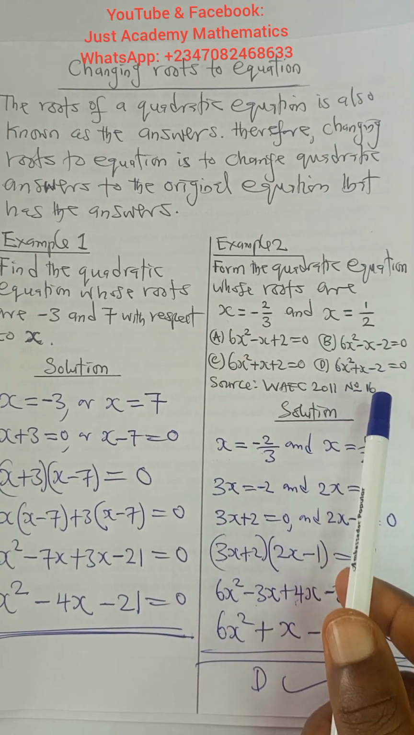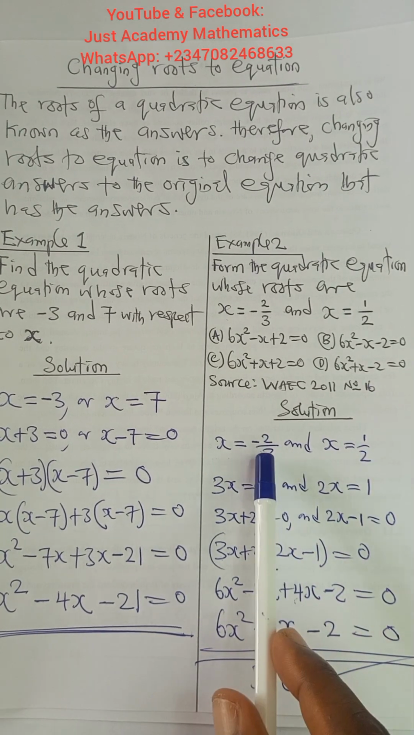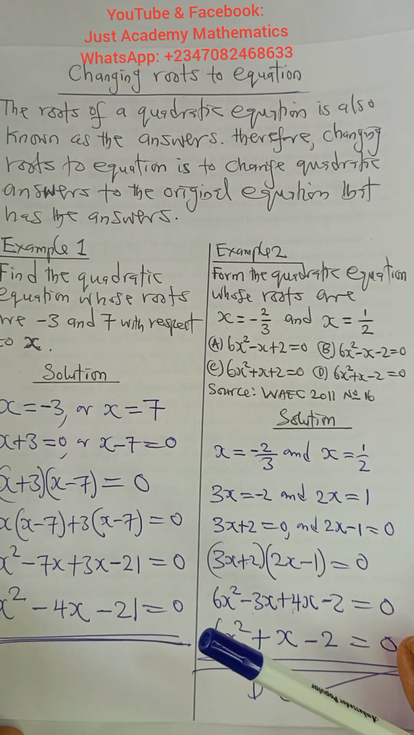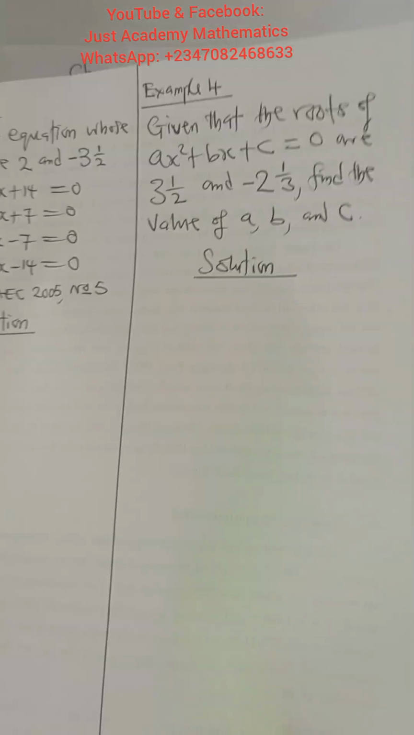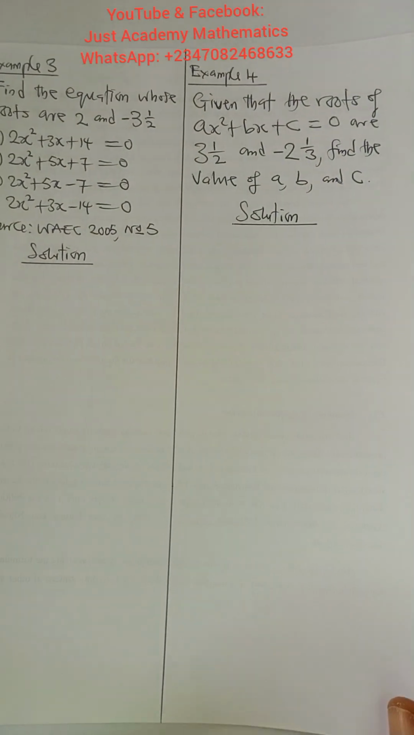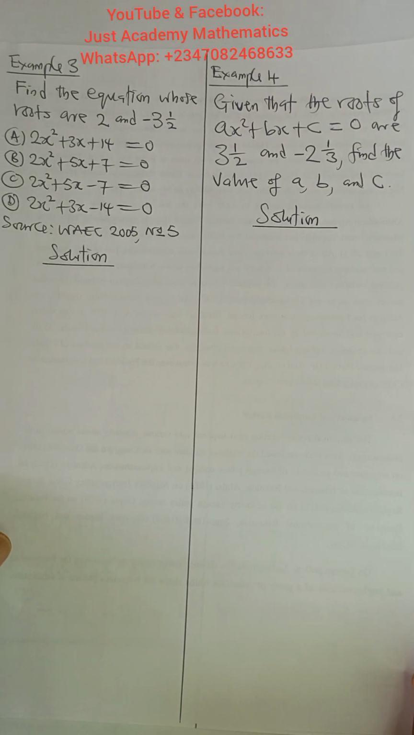6s squared plus s minus 2. When you solve this equation, these are the two answers you will get. Are you following? Now you can watch this over and over again, but I need to move on. Now, look at this. We have another set now.